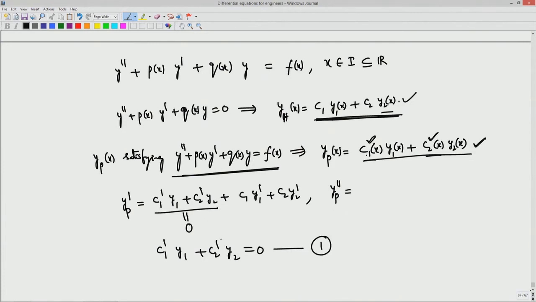I choose C1 and C2 in such a way that this quantity is 0. You know already y1 and y2. So I am looking for C1 and C2. I choose my C1 and C2 in such a way that this quantity is 0. This is equation number 1, so that this quantity will be there for yp dash. Then what is my yp double dash? I have to differentiate this part alone. So this will give me C1 y1 double dash plus C2 y2 double dash plus C1 dash y1 dash plus C2 dash y2 dash.